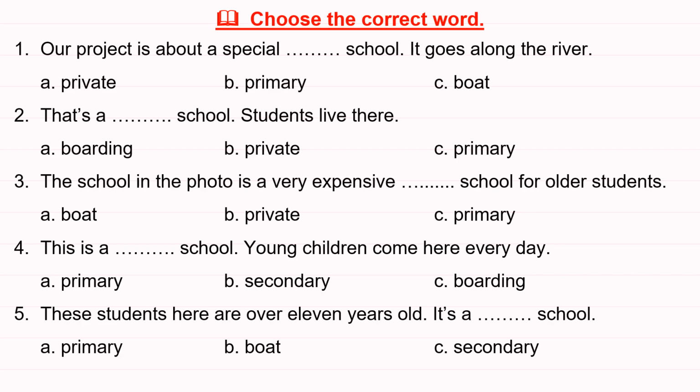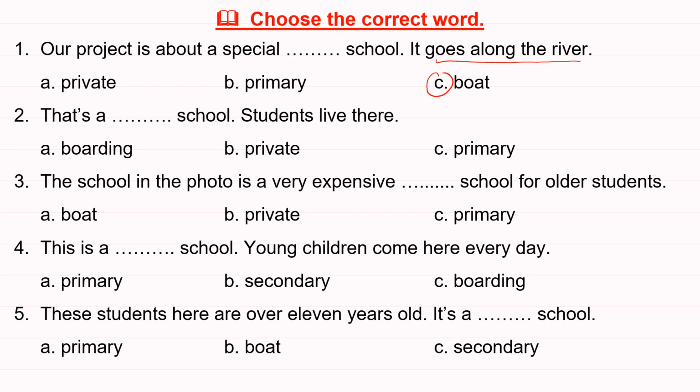Okay, so let's do exercise number 10 on page 60. Choose the correct word. We have 5 sentences. So now you read the sentence and choose the correct answer. Number 1. Look at sentence number 1. Our project is about a special blank school and it goes along the river. We have the key phrase, goes along the river. So, what is the answer for number 1? Yes, only the boat school can go along the river.